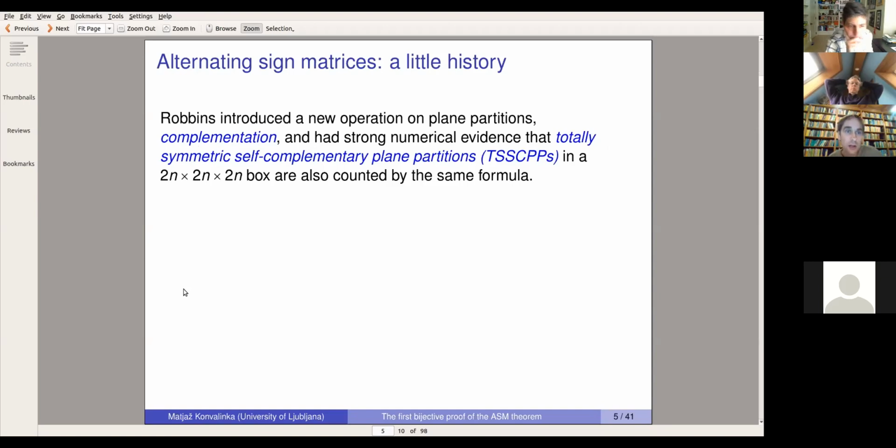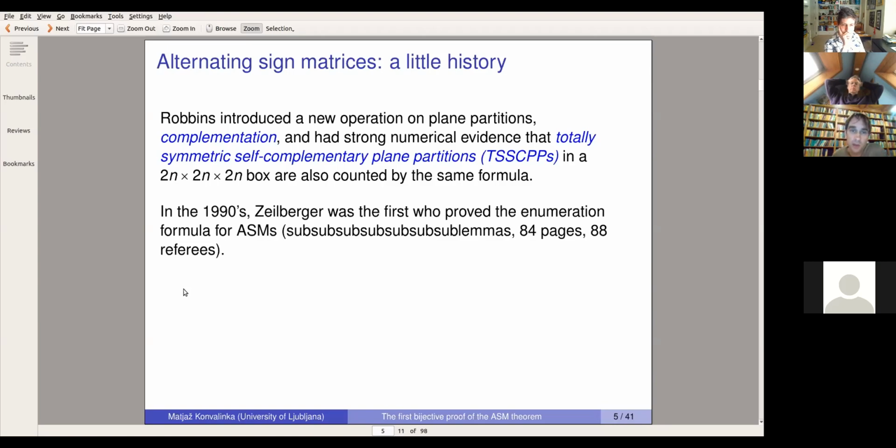Then, a little later, Robbins introduced a new operation on plane partitions called complementation. And then he tried to count totally symmetric self-complementary plane partitions. I will not define that, but it's a pretty reasonable definition: plane partitions that fit inside a 2n by 2n by 2n box. And he again conjectured that they're counted by the same formula. So you had these three objects that seemed totally unrelated, but they seemed to be counted by the same counting sequence. Famously, this ASM theorem was first proved by Zeilberger in the early 1990s.